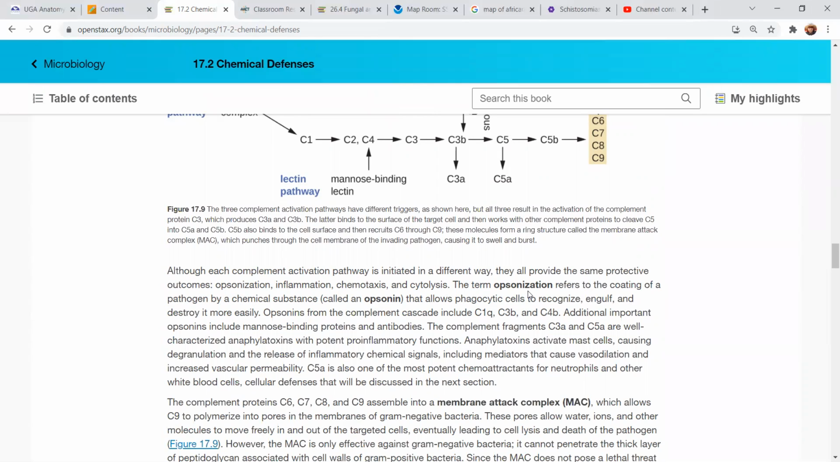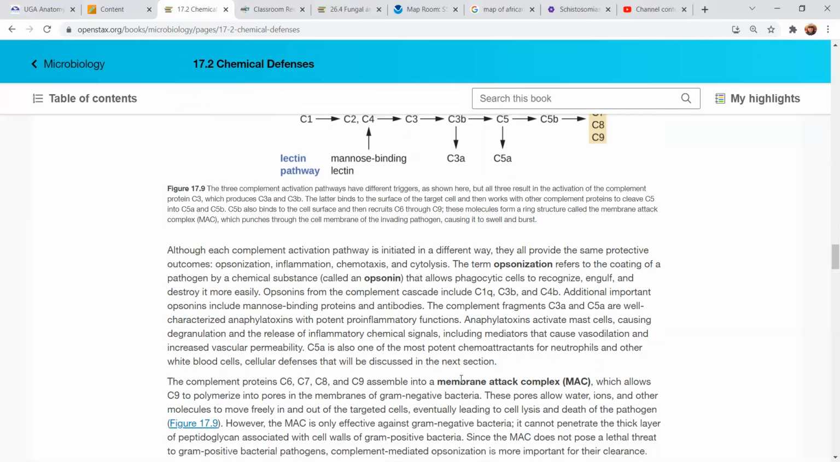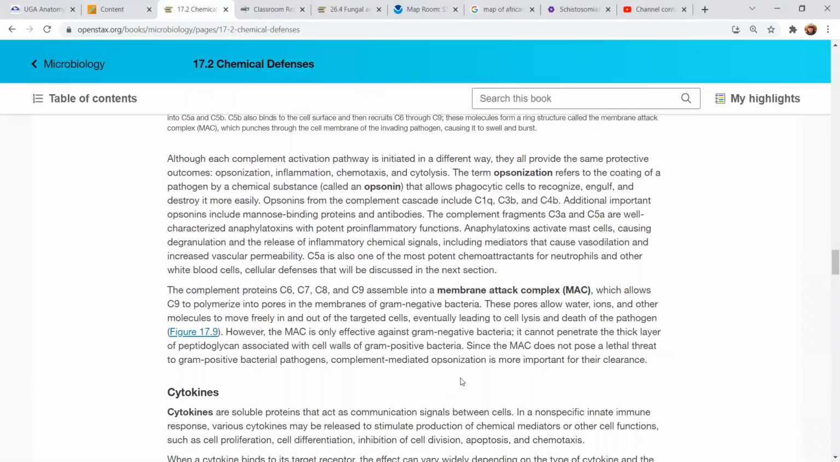Opsonization is when the pathogen is coated by opsonin, and this basically allows our phagocytes, our macrophages, to find them and destroy them. And then inflammation just brings more of these AMPs and these cytokines to the area. Chemotaxis and cytolysis are basically involved in cell death.